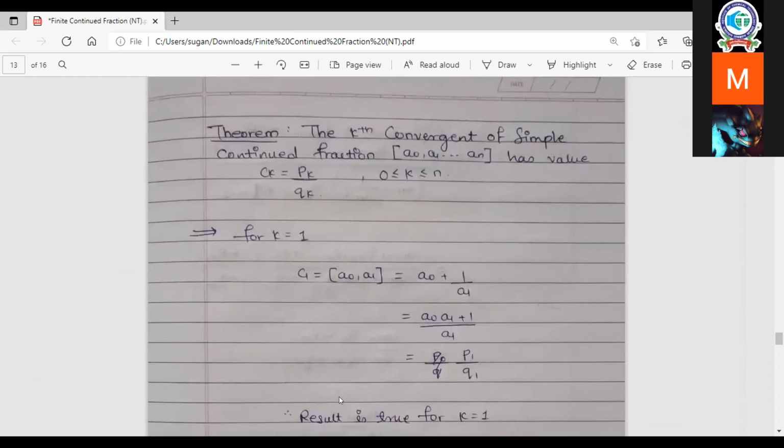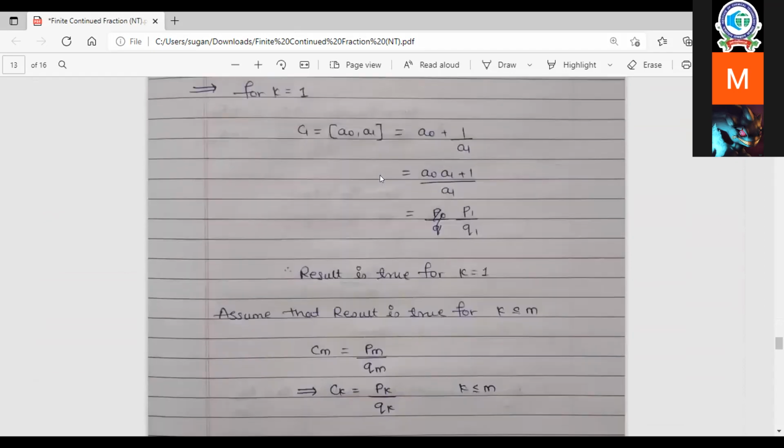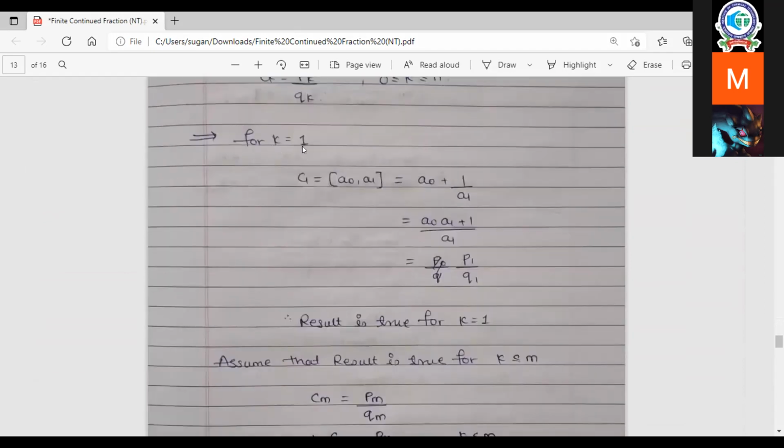Now from this kth convergent, we have a theorem. The kth convergent of the simple continued fraction [A0, A1, up to An] has value Ck equal to Pk upon Qk, for k less than or equal to n and greater than or equal to 0. Since we have already proved it for k equal to 1.